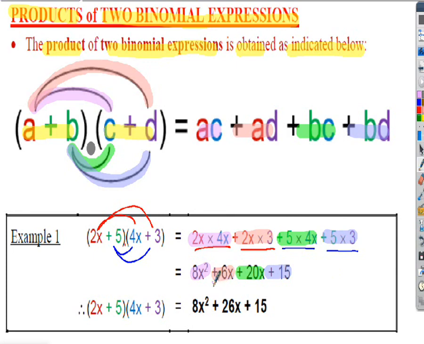Again, notice we have two like terms in the middle, the positive 6x and the positive 20x. That's how we obtain the positive 26 here in the middle term. So the final solution for the expansion of the two binomial brackets shown in example 1 is 8x squared plus 26x plus 15.